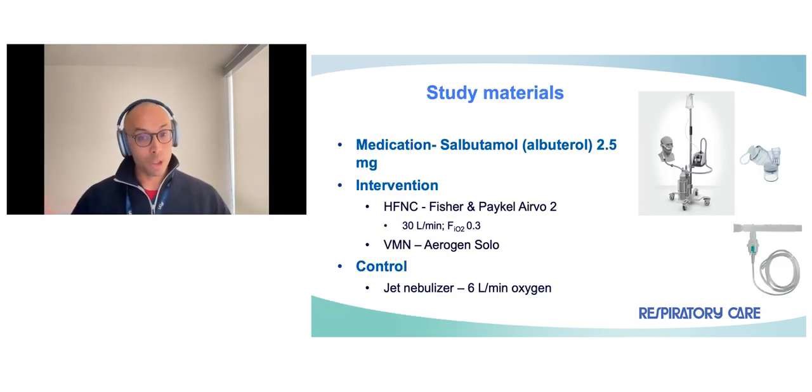They used salbutamol, which I Googled and learned is albuterol, 2.5 milligrams, a short-acting beta agonist. They used a Fisher & Paykel Airvo 2 high-flow device at 30 liters per minute at an FiO2 of 0.3. And they used a vibrating mesh nebulizer made by Aerogen called the Solo. That was the intervention, so to speak, and the control, or the standard of care, were a jet nebulizer driven off of 6 liters per minute of oxygen.